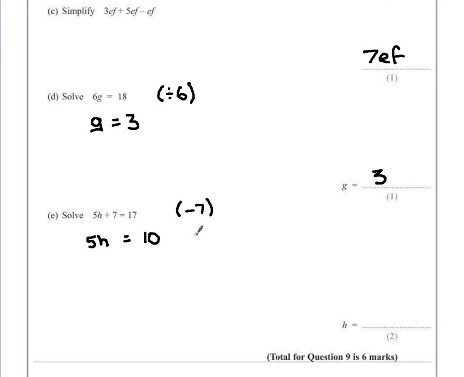5 times h, so to undo that we're going to divide by 5 to get rid of the multiply. Divide that by 5 leaves us with just h. 10 divided by 5 is 2. Does that work? 5 times 2 is 10. Add 7 is 17. That quick check phase will allow you just to reassure yourself that you've got the right answer. Putting in 2 there, showing our method will give us the 2 marks.